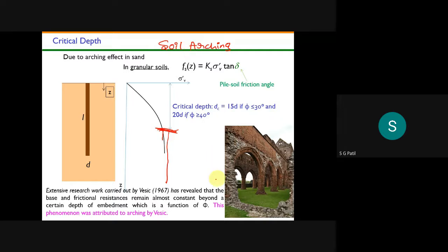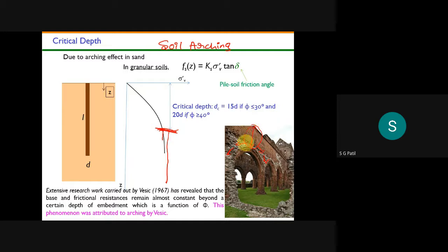So this soil arching is just like arches. See here, over this arch you have a large weight. This arch has to carry this much load. Can you imagine whether only a small arch can carry this much load? It can't. Because of the arching effect, whatever load is over this arch will be distributed sideward. So that's why these arches are very efficient in taking whatever load is present over them.